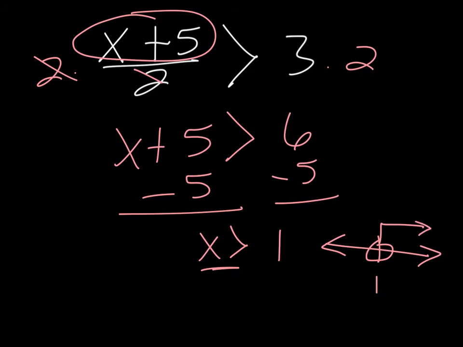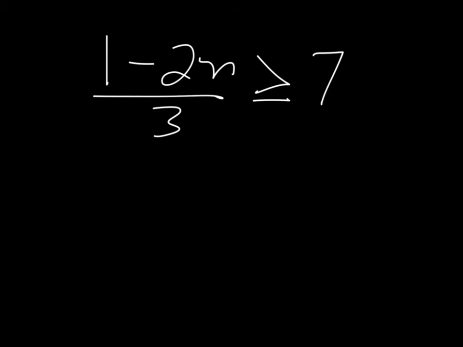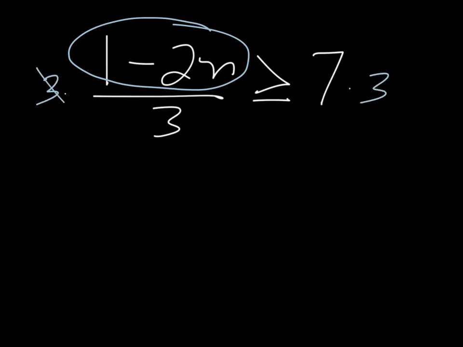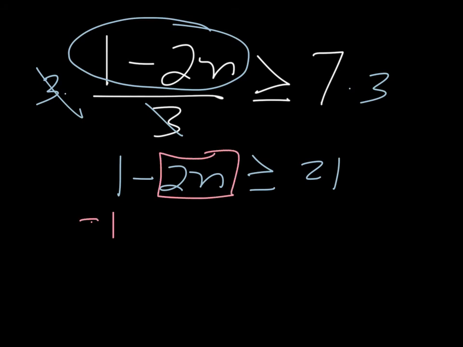Okay. Finally, same problem here, same method. What we're going to do is get this by itself. So we're going to multiply both sides by 3. The 3's are gone. You bring down the 1 minus 2n, greater than or equal to 21. We're then going to subtract the 1 because this is the one with the variable. So we're going to subtract the 1, and you get negative 2n is greater than or equal to positive 20.